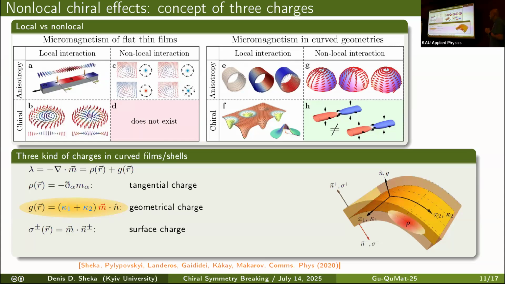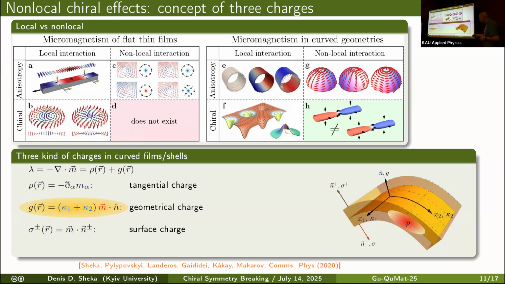So to get an idea how to treat non-local magnetostatics in a curved system, the new idea was to use three fictitious magnetostatic charges. The typical picture is you can see the volume and surface charges, but here in the curved system, the idea is to use tangential charge, geometrical charge, and surface charge. The tangential charge is determined by the tangential derivatives, so by the tangential components of magnetization only, and it corresponds to the volume charge in the flat system.